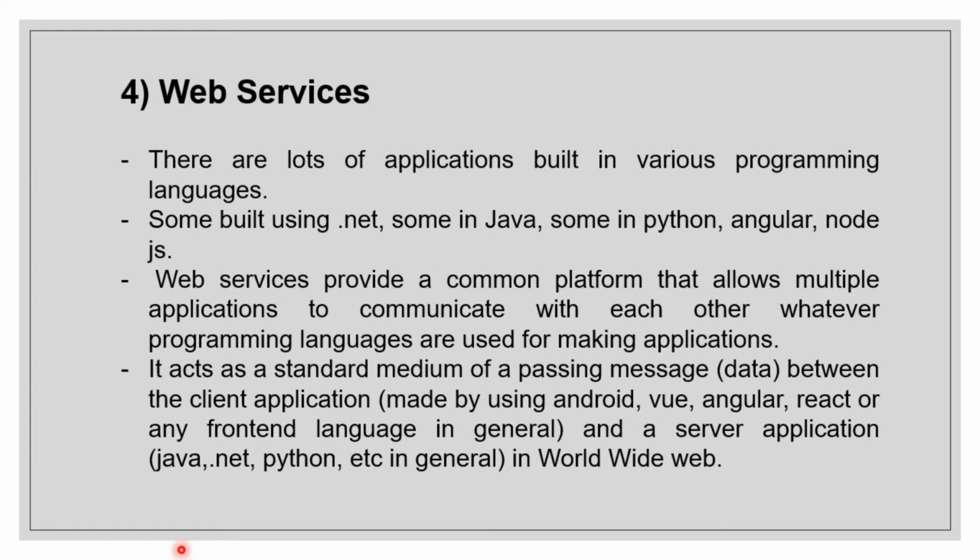Number 4, we have web services. There are lots of applications built in various programming languages, some using .NET, Java, Python, Angular, Node, and JS. These web services provide a common platform that allows multiple applications to communicate with each other, whatever programming languages are used for making the applications. So it acts as a standard medium of passing messages between the client application and a server application in the World Wide Web.